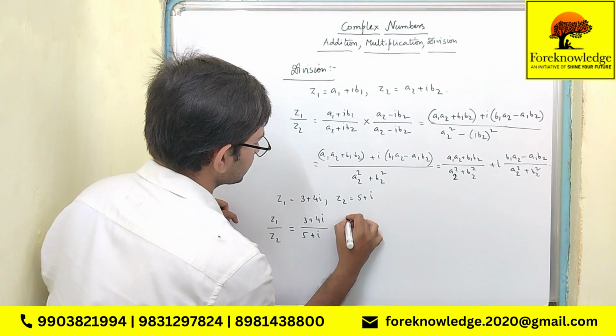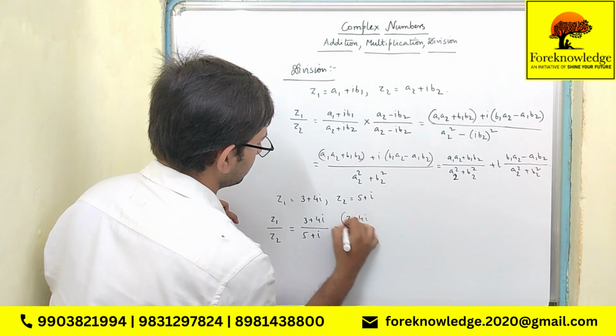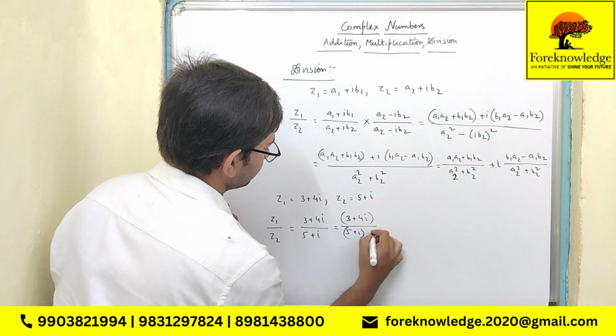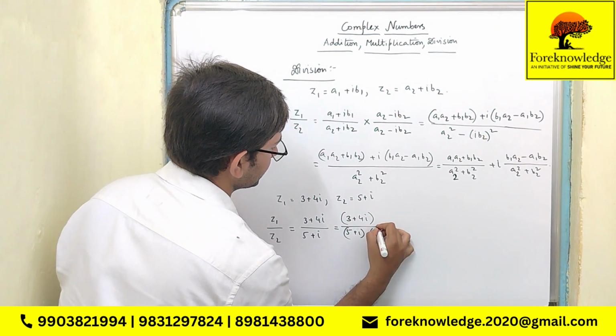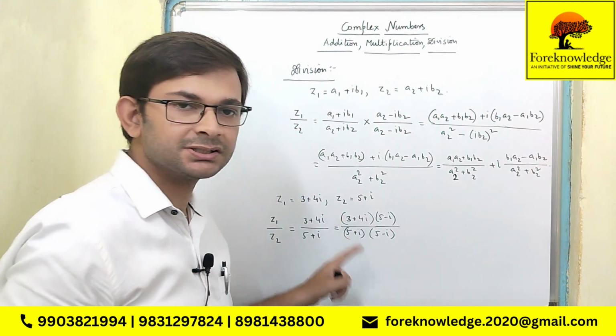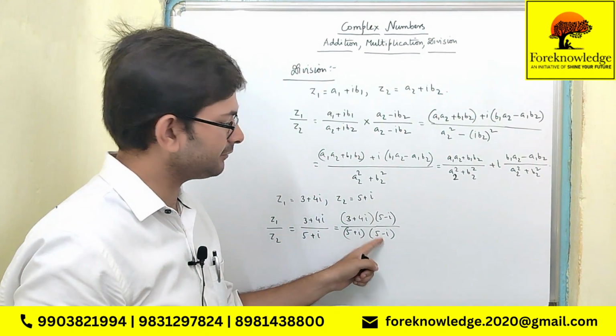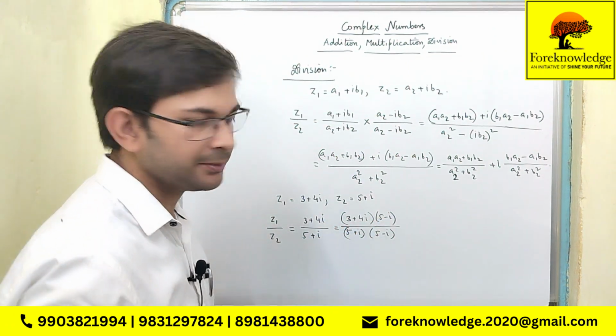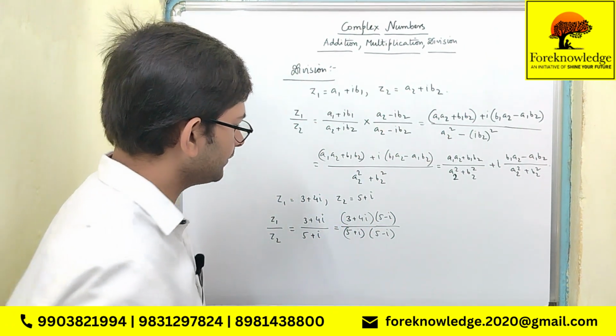What is the next procedure? The next step is to multiply the numerator and denominator by the conjugate of the denominator. In this case, 5 plus i was the denominator, so we are multiplying by 5 minus i, the conjugate of the denominator, and we are multiplying the same quantity in the numerator also.